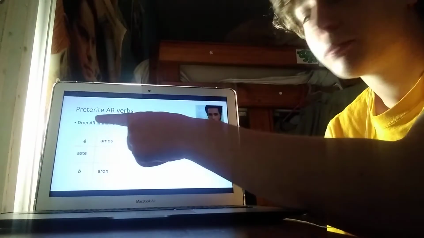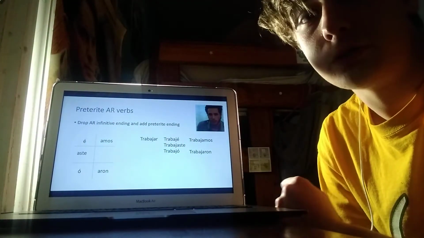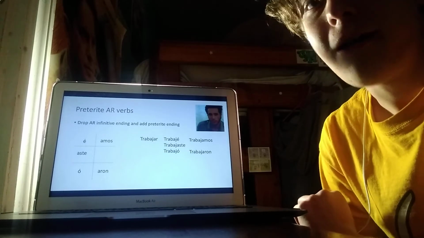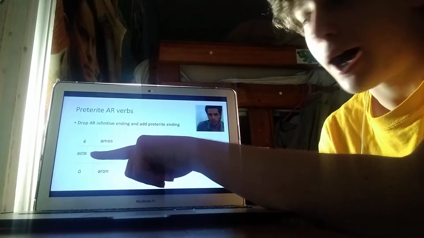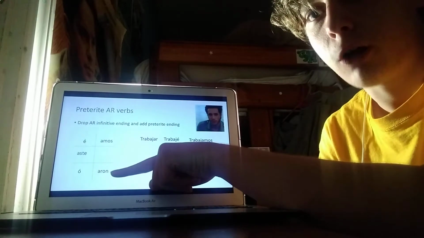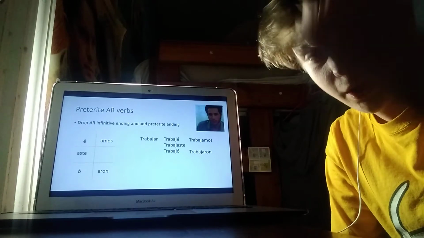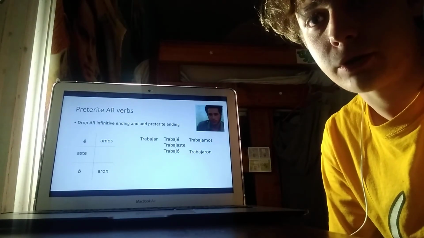So first we have preterite AR verbs. For the preterite AR verbs, you drop the AR infinitive ending and you add the preterite ending on. So we have the forms here. We start with é, and then aste, ó, amos, aron. We skip the vosotros version because we're not focusing on that at this level. They typically only use that in Spain, so we'll cover that in Spanish 3.